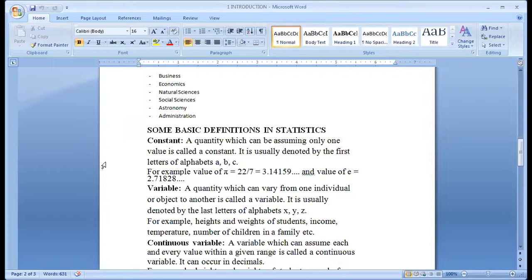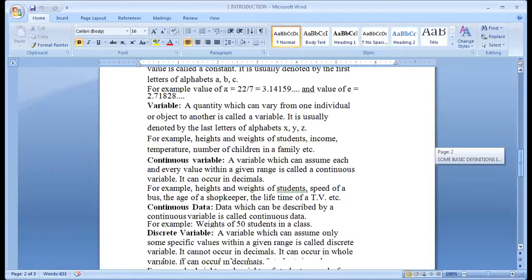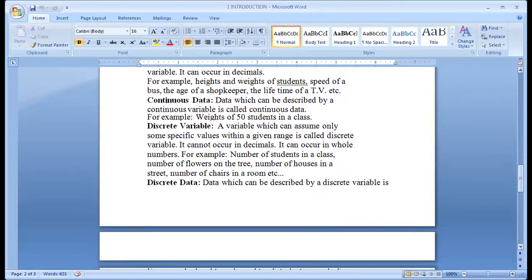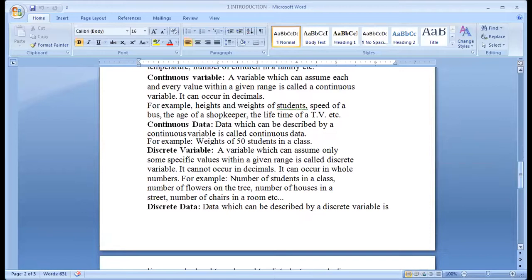Means it can take any number, and that is why it is continuous. Say temperature of water, it's a continuous variable. The continuous variable, a variable which can assume each and every value within a given range is called a continuous variable. That means it can occur in decimals also. For example, height, weight of a student, speed of bus, the age of shopkeeper, the lifetime of TV, etc.